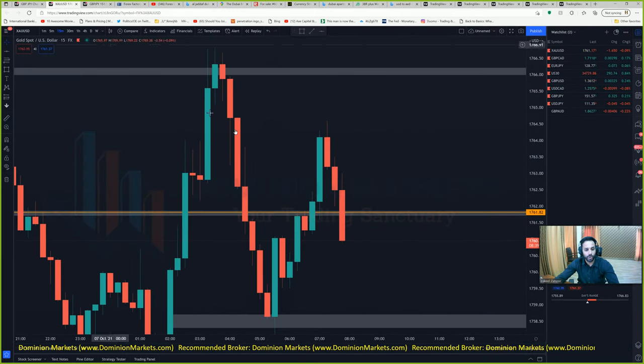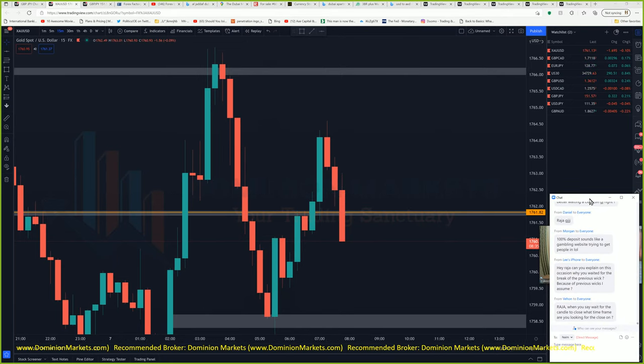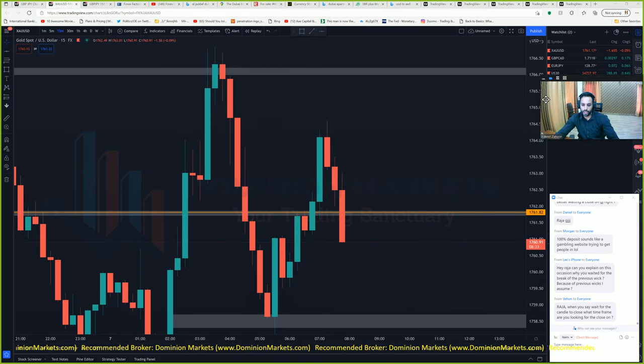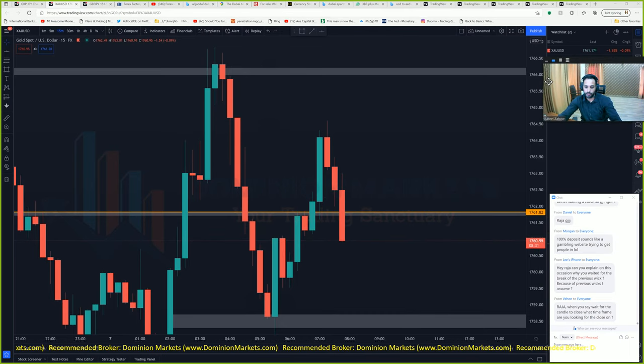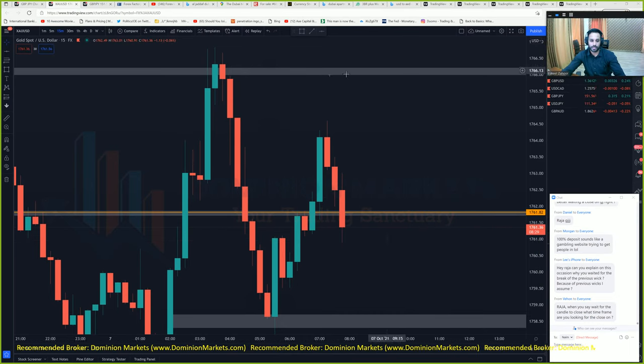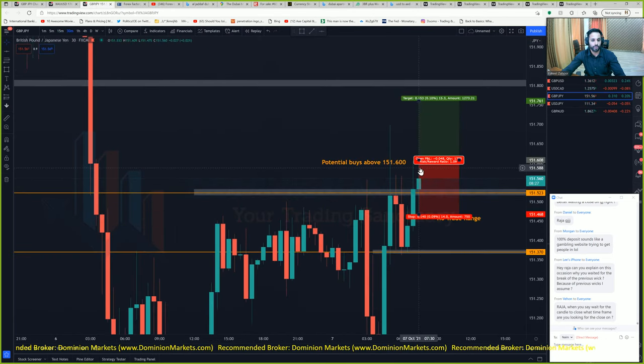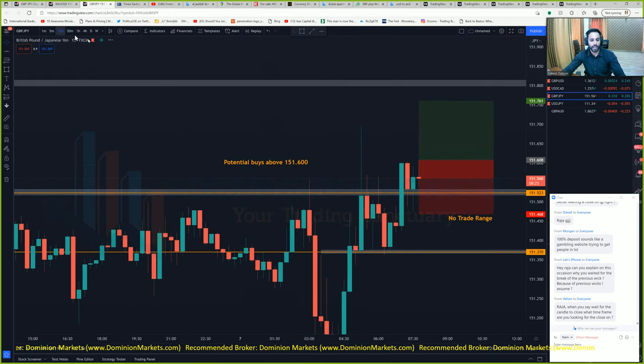Gold melting right now. Oh, wow. Gold is melting at this point over here. Can you explain on this occasion why you waited for the break of the previous wick? Because of the previous wick, I assume. Yes, I actually waited for the 15-minute candle to break above this high. And that's when I entered a buy.